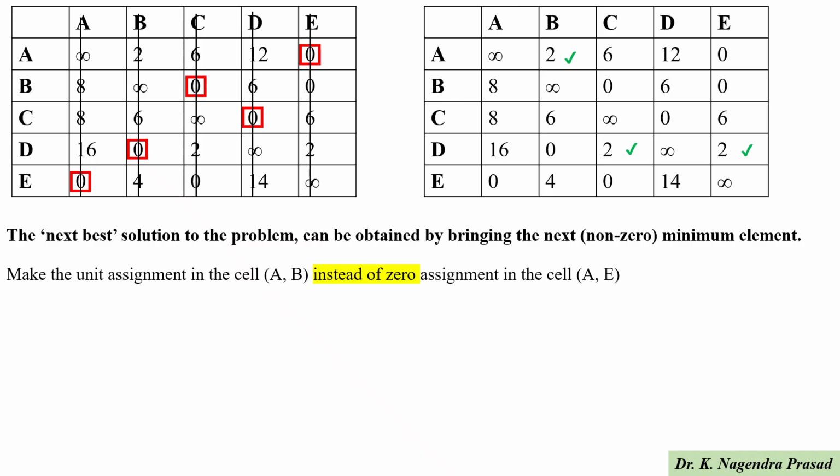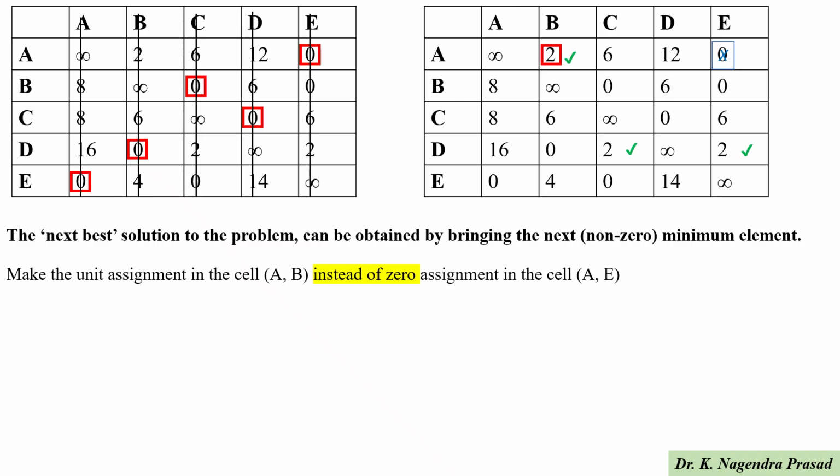Then we have to make a new assignment in the cell AB instead of the 0 assignment in the cell AE. Which means we have to select the value 2 at the A to B cell as the assignment instead of the 0 at the A to E cell. So that 2 value is in the AB cell instead of the 0 value in the cell of AE. Okay, so next we have to go for the regular scanning.